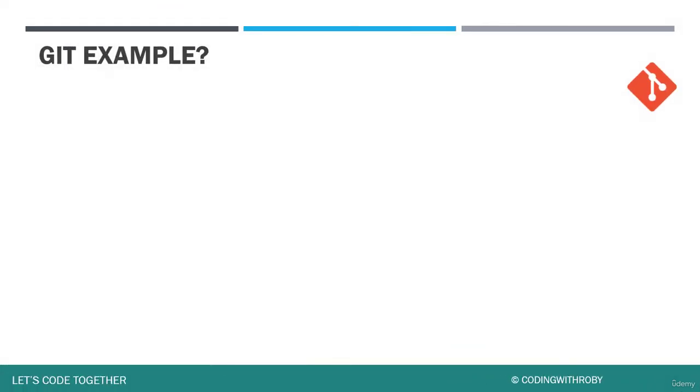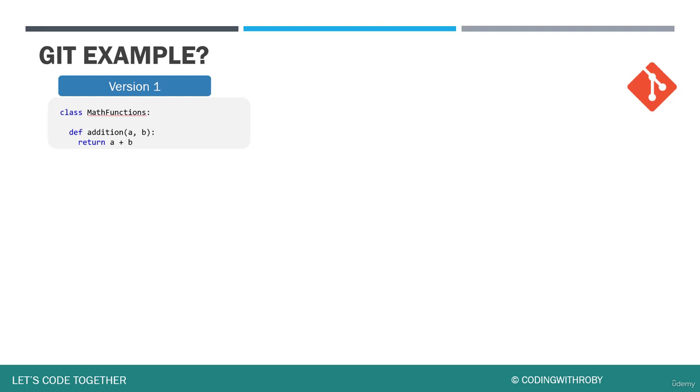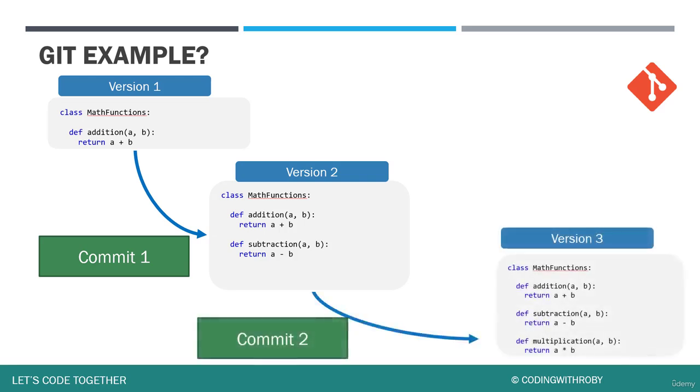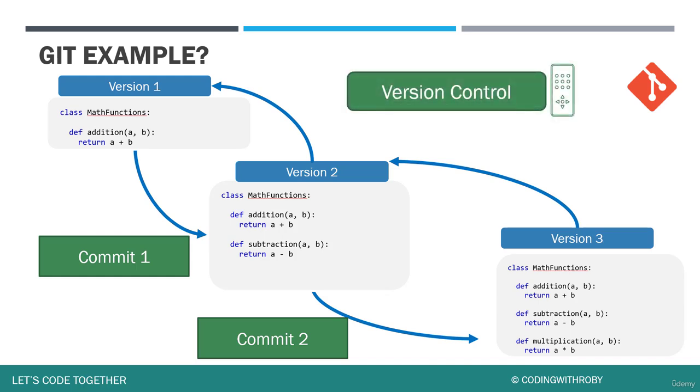If we remember correctly, we are starting with version 1, which includes the math functions with the function of addition. After we commit the first version, we will start on the second version. Commit our second version to get our third version, and we'll be able to go back and check out different versions of the same code base. So in this section, we'll be learning about Git basics and how to utilize the Git version control.